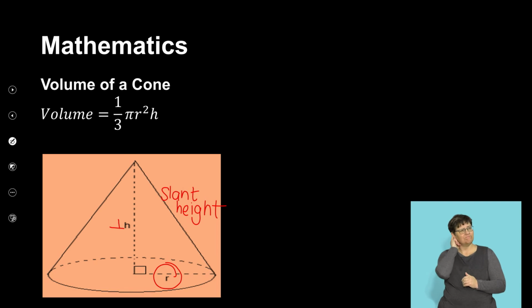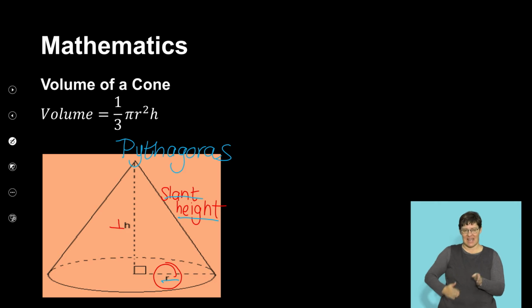But let me ask you, if I, for instance, gave you the slant height and the radius, is there a way that I could find the perpendicular height? I'll give you a second to think about it. If I give you the slant height and the radius, is there a way I could find my perpendicular height? Yes, I'm hoping that we've got some people saying Pythag. So Pythagoras can help me calculate the perpendicular height, because we know that Pythagoras allows me to find the sides of right-angled triangles. Let's go to the next slide.